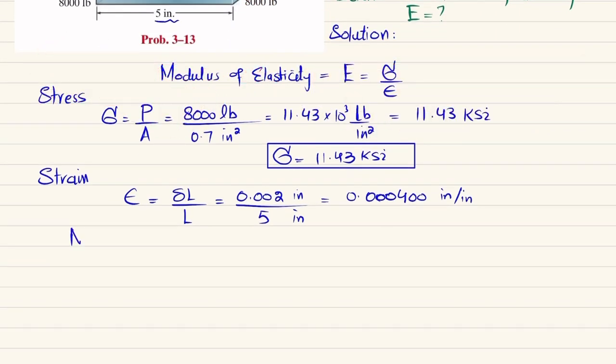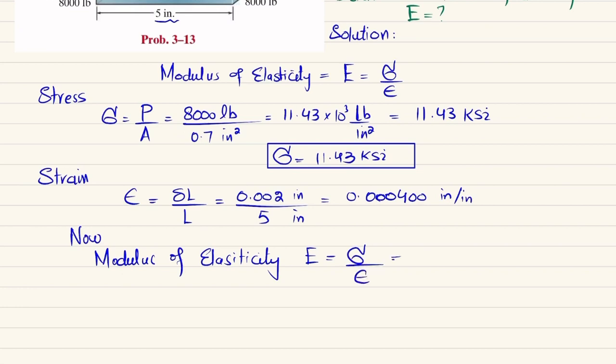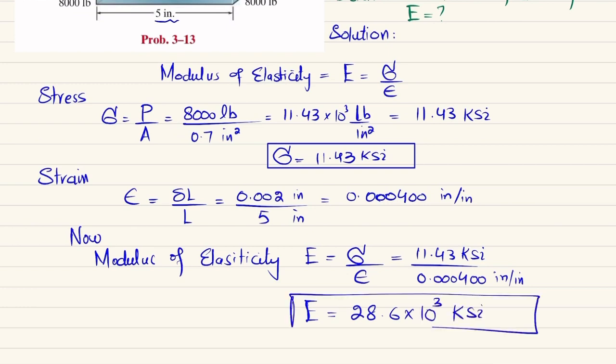Now the modulus of elasticity E will be equal to stress over strain. So you have both the values. Stress is 11.43 KSI and strain is 0.000400 inch per inch. So you will get the value of modulus of elasticity as 28.6 into 10 raised to power 3 KSI, which is the answer to this question.